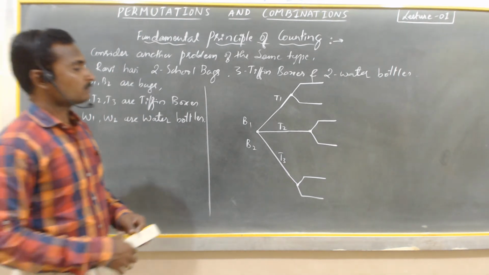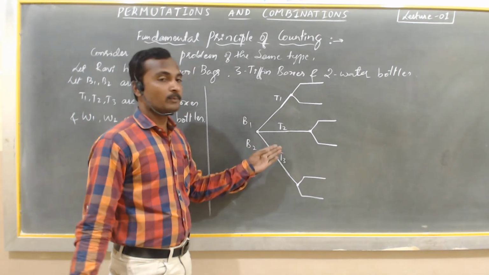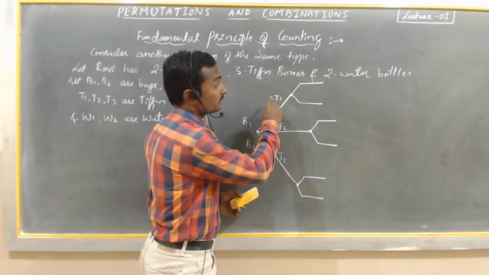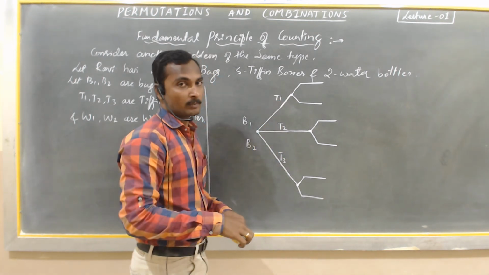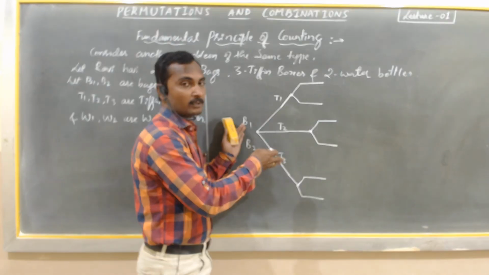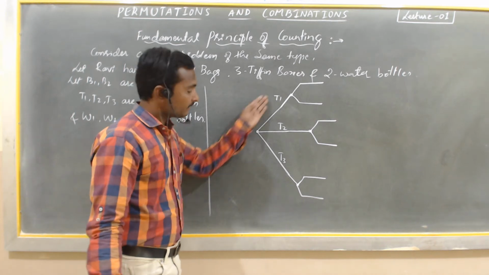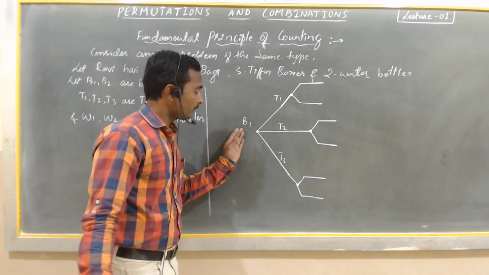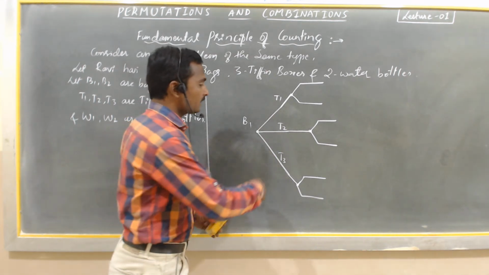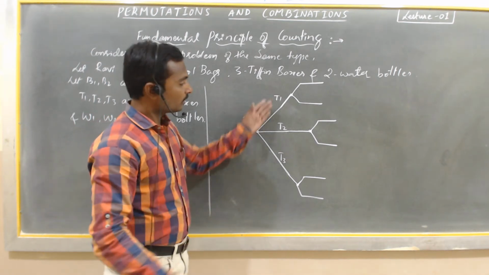After selecting the first bag with one tiffin box, he has a choice of two water bottles. That is, with each bag he can arrange the water bottles. With bag 1 he can make pairs with the water bottles, and similarly bag 2 also he can use the water bottles.